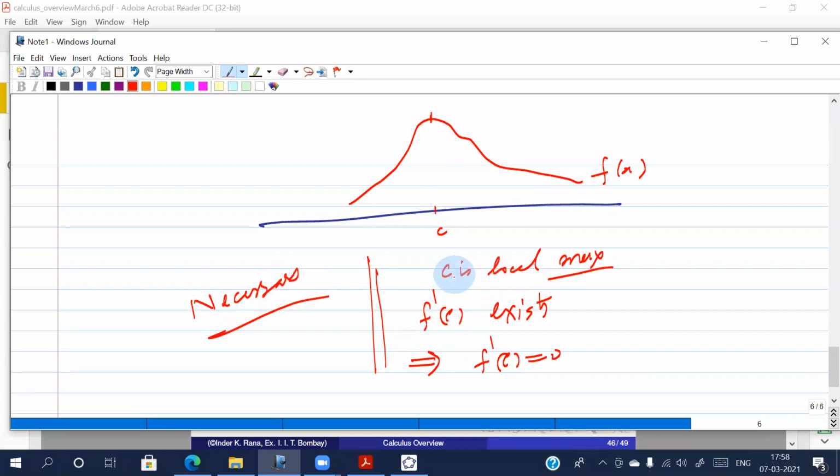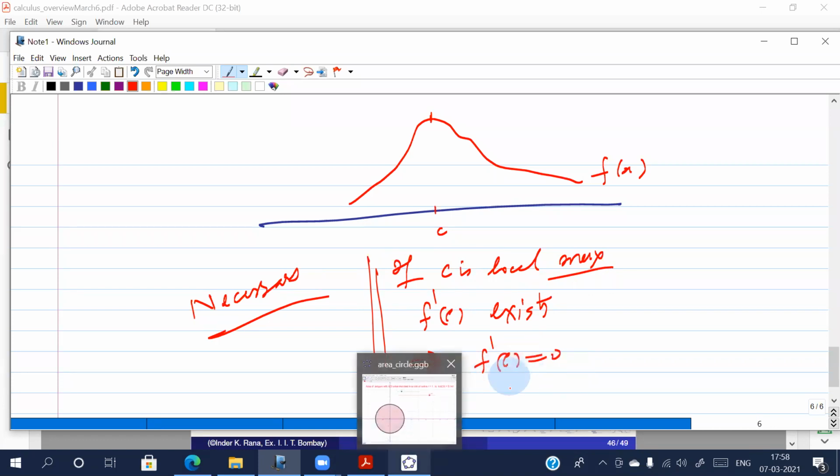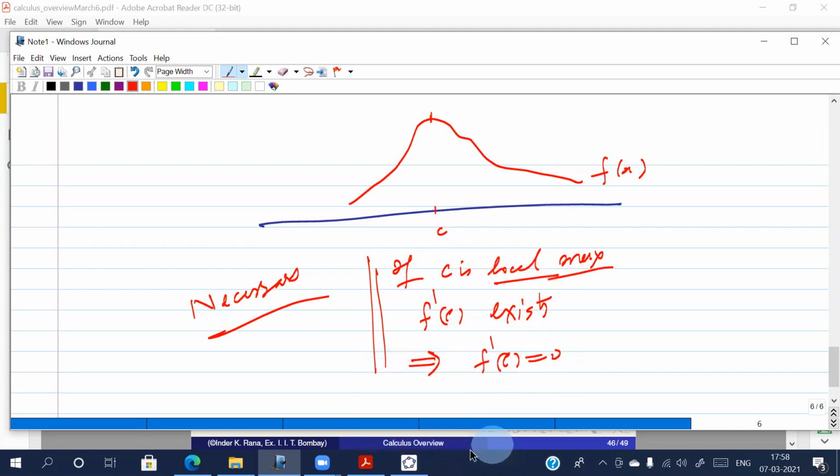So keep in mind, if c is a point of local maximum or minimum, then f dash of c is equal to 0. So this is a necessary condition. And all such theorems are very useful in analyzing maxima and minima of functions at points. The question is whether, given it could be a local maximum, it could be a local minimum also.